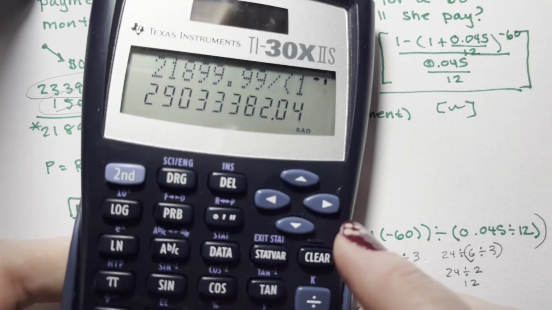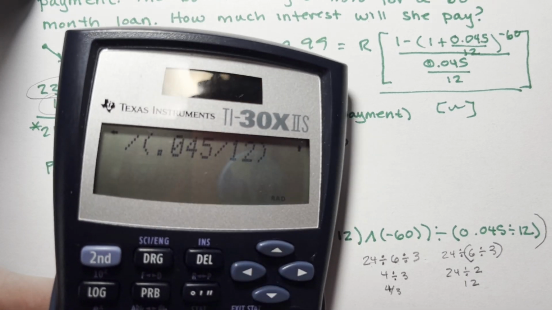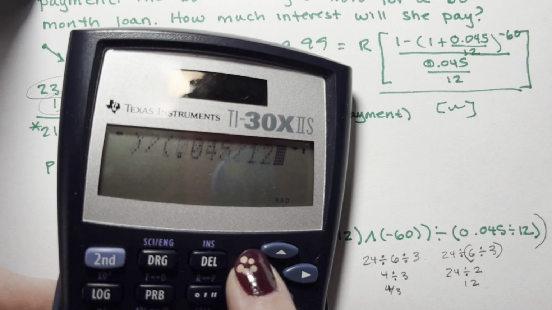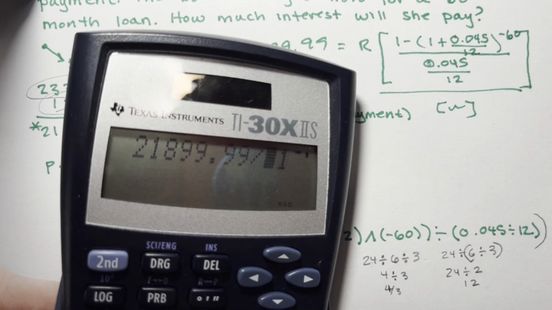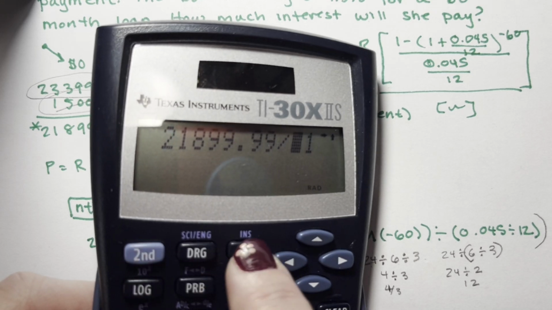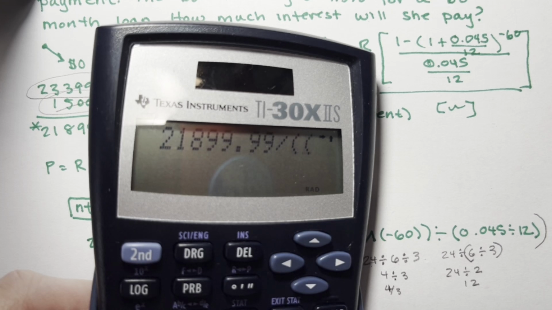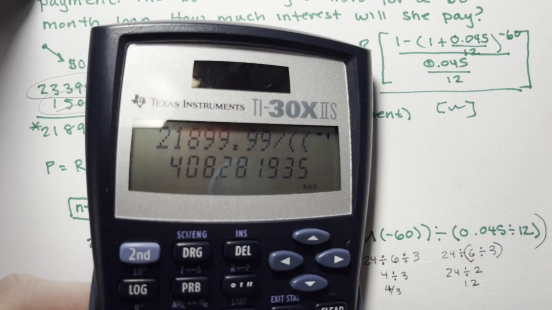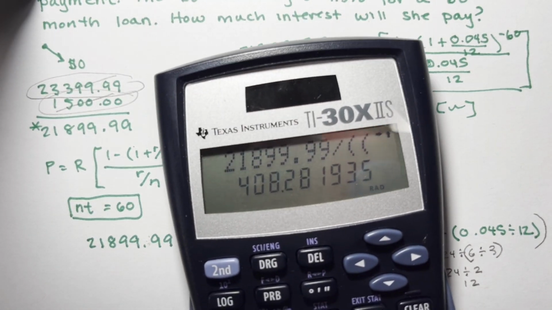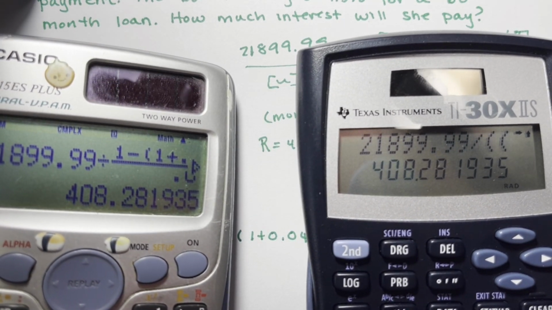So what I'm going to do, because I don't want to retype all this in, is hit the back arrow. It's going to put me right back up in here. I'm going to put the 1 right there, and then I'm going to back up all the way to the first parenthesis right here. And then I'm going to hit, see where it says insert right up there? I'm going to hit second, insert a second parenthesis there. Then I'm going to hit equal, and there's my 408.28. So now my two calculators are telling me the same answer because I just added that extra set of parentheses.